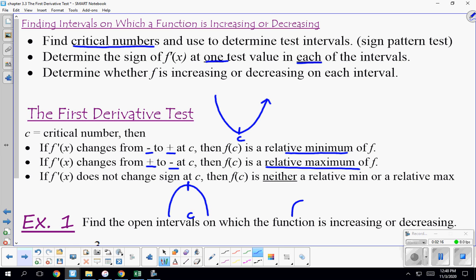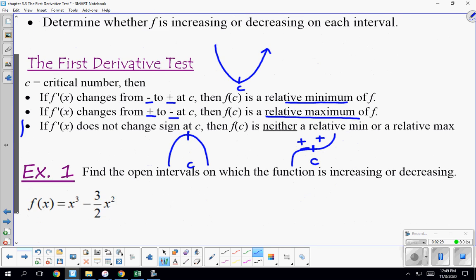So that may look something like this. We may have a value there where our derivative is 0, but we're increasing before that. We're also increasing after that. So there's neither a relative max nor a min.